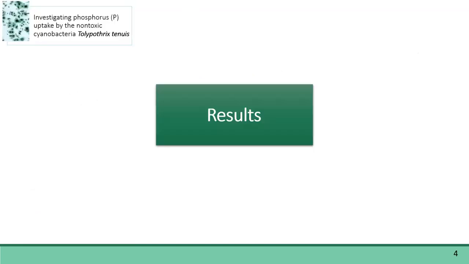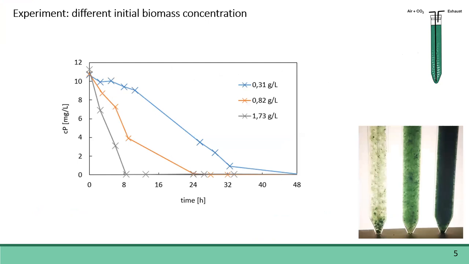Now for the results. First, we tested the effect of different biomass concentration on the rate of phosphorus uptake from the media. We can see that the higher the biomass concentration, the faster the phosphorus uptake.